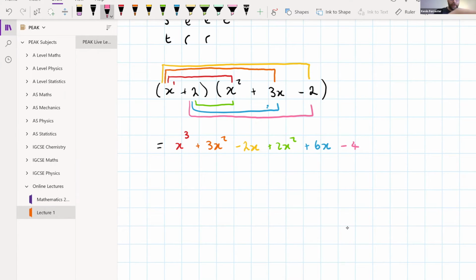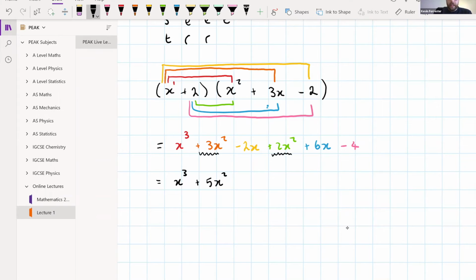Quite a nice rainbow we've got going there. Now we have to do the simplification step. So are there any other x cubed terms? No. So x cubed stays as it is. Now we look for all the x squared terms. We have this one and this one. So we can combine them because they both have x squared. So it's going to be 3 plus 2, which is 5x squared.